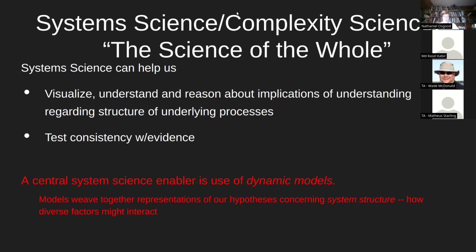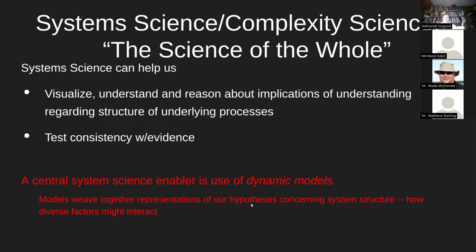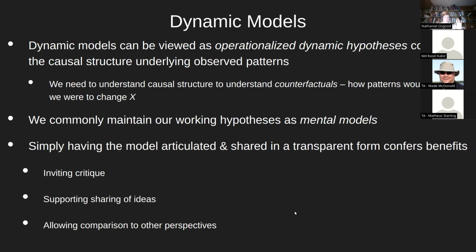As to how these different factors might interact, dynamic models like this one we saw before can be viewed as operationalized dynamic hypotheses. They're enacted hypotheses. We have a hypothesis concerning the underlying system structure, and we know it's not perfect, but it's by undertaking it and investigating it and seeing the results that we learn and improve it.